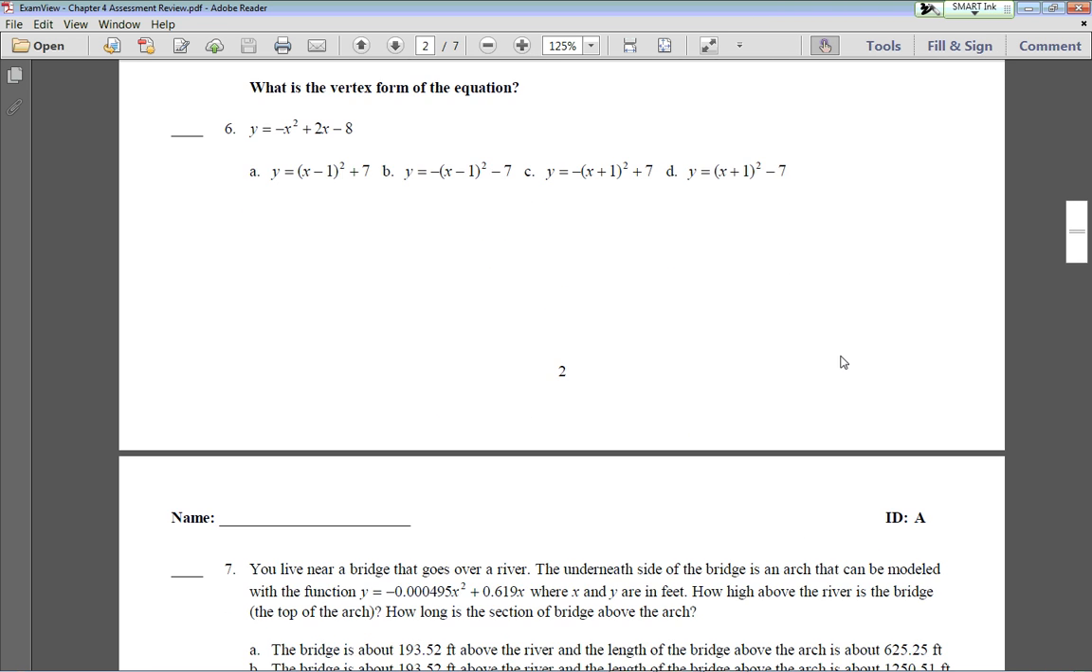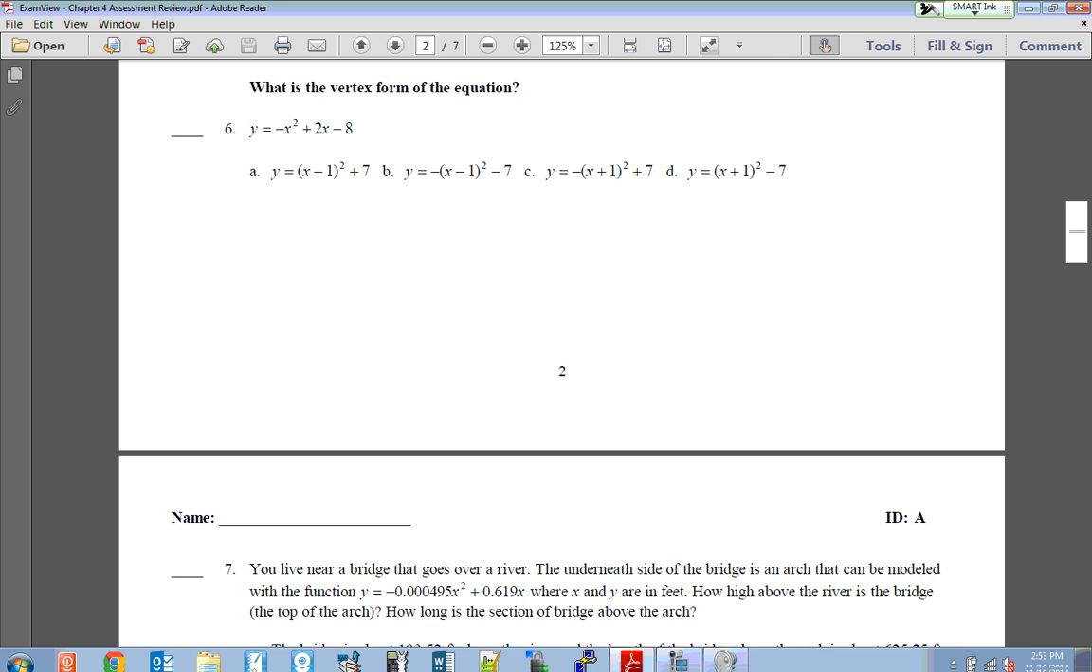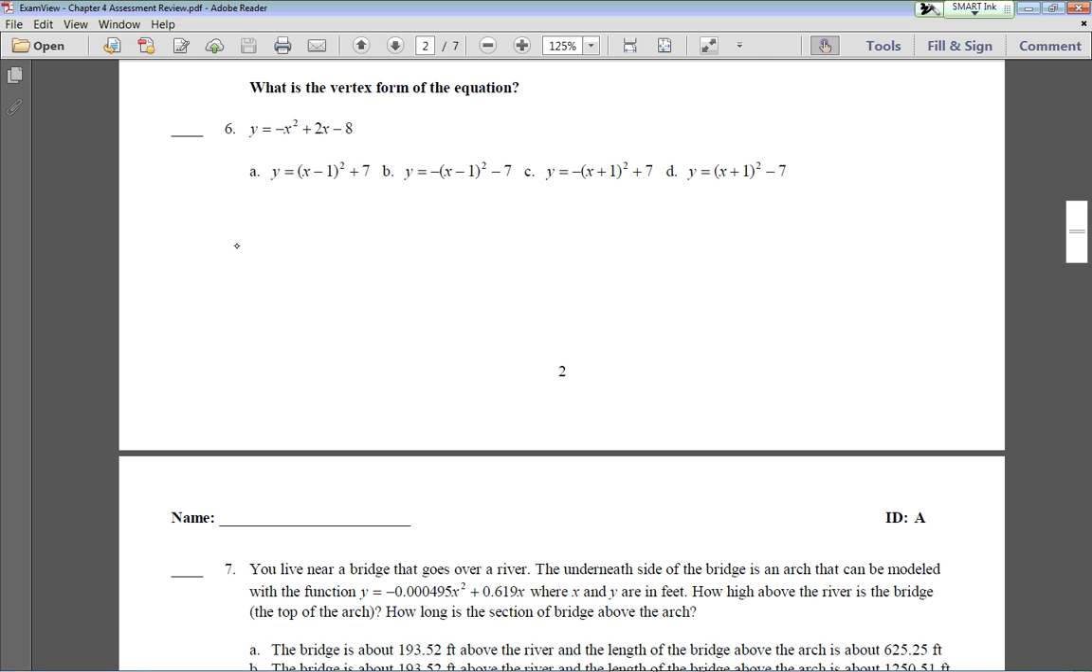Let's go to number 6. What is the vertex form of this equation? All right, this one's easier than it seems. Again, we know vertex form is y equals a(x minus h) squared plus k. So we need to find h.